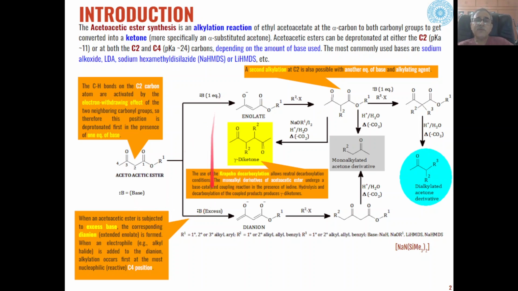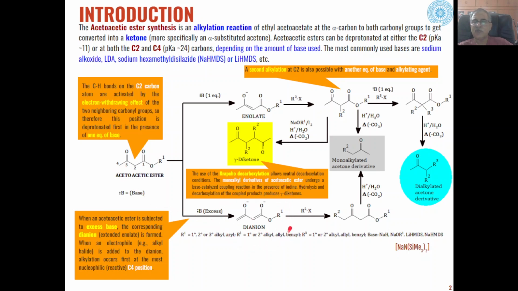Now if we use an excess of the base instead of one equivalent, then what will happen? Because of the presence of an excess of base, the corresponding dianion will be formed. One proton will be removed from here and one proton will be removed from here, and you will get an enolate of this type. Then one proton from here will be removed and we will get an enolate at these two positions. So a dianion is formed.